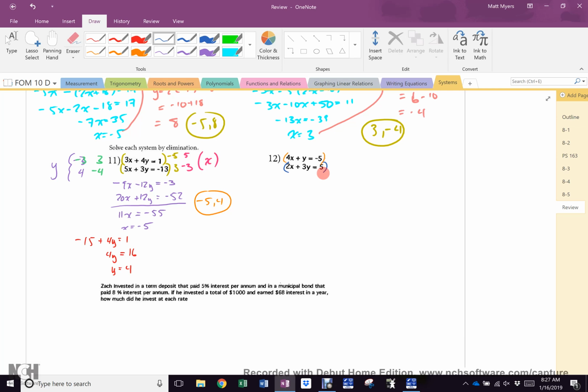Carry on. That's good. How did you get negative 15 to get y when you were trying to find y? 3 times negative 5 is negative 15 because x equals negative 5.